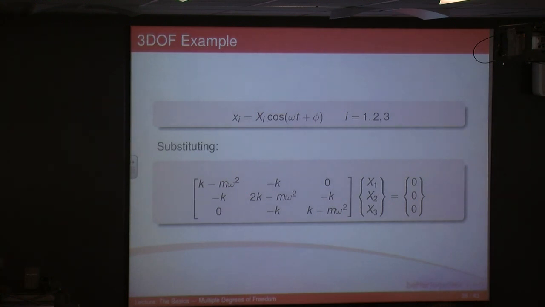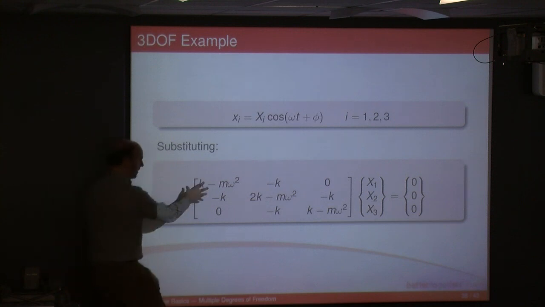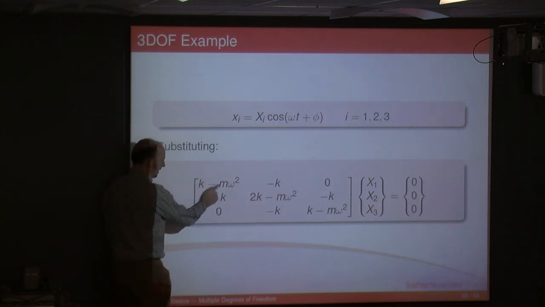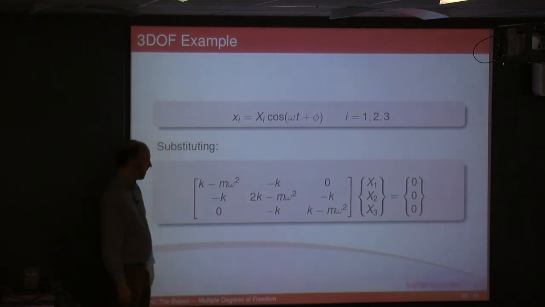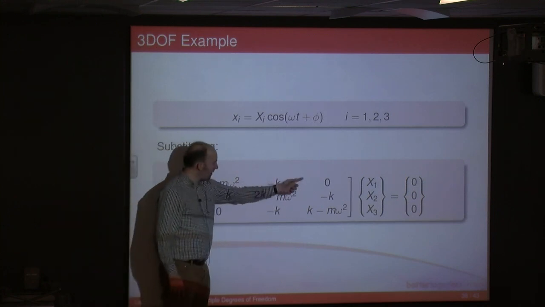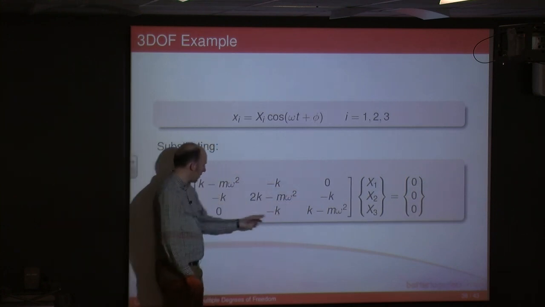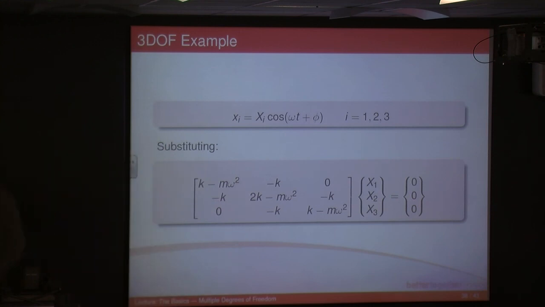Okay, you should start to see the pattern of what goes on. We end up with, if we've got 1K and 1M over here, we've got K minus M omega squared. And obviously here it's 2K minus M omega squared and K minus M omega squared. And if you remember, the mass matrix has 0 everywhere else, so these remain the same as what was in the stiffness matrix.